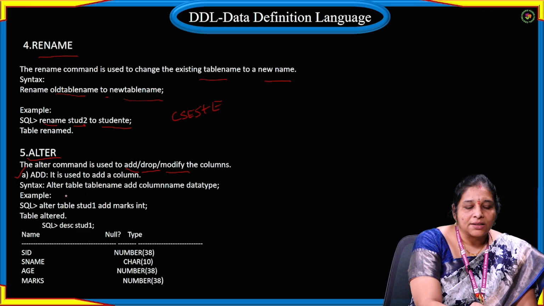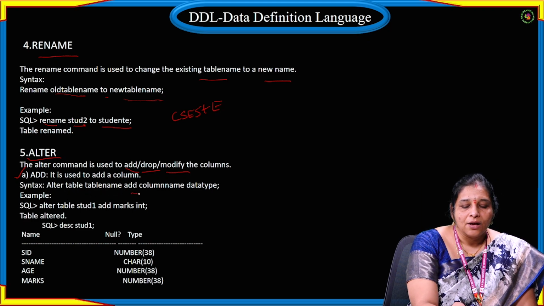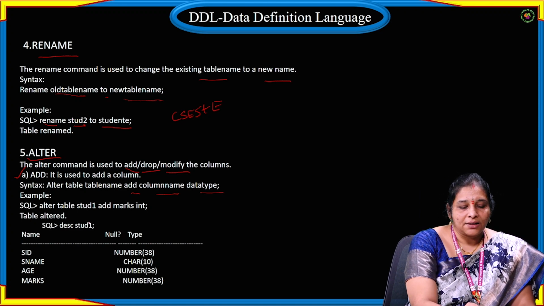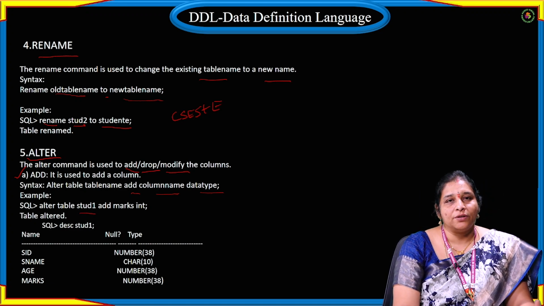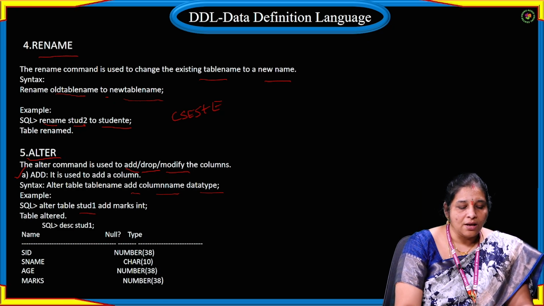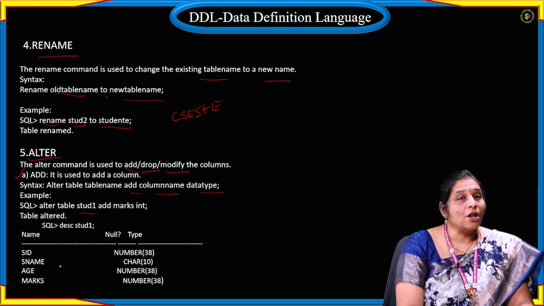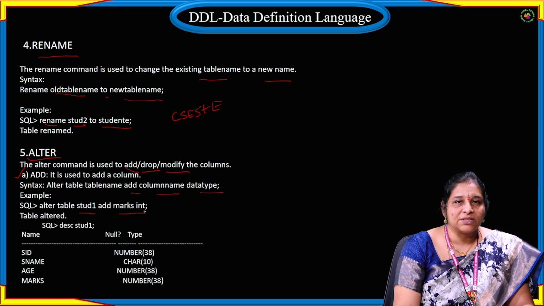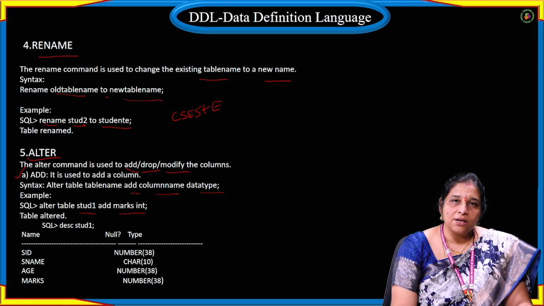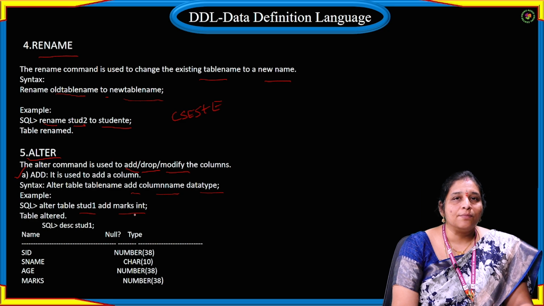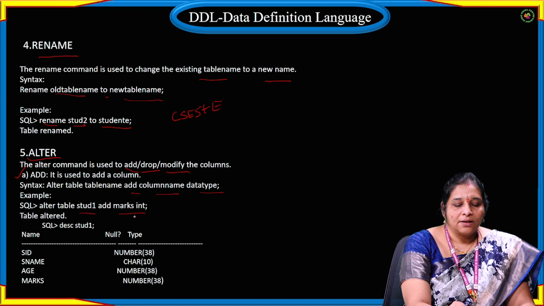So the command is alter table, table name, add column name followed by its associated data type. The example is alter table student1. I am going to consider the original table name as student1, which has the columns SID, SName, age. Now I am going to add marks. Previously we have seen the student1 table where it has 3 columns, SID, SName, age. Now I want to add another column, named marks, and the data type I am going to specify as integer. So add the column name followed by its associated data type.